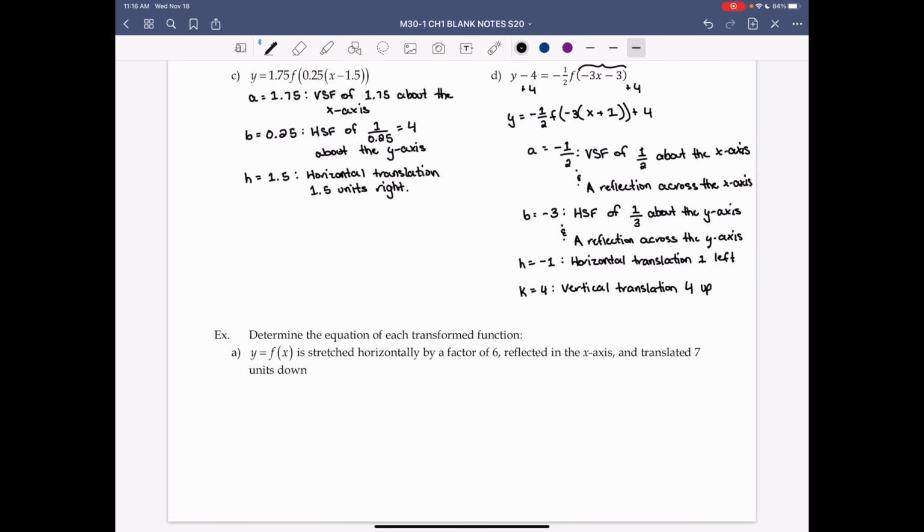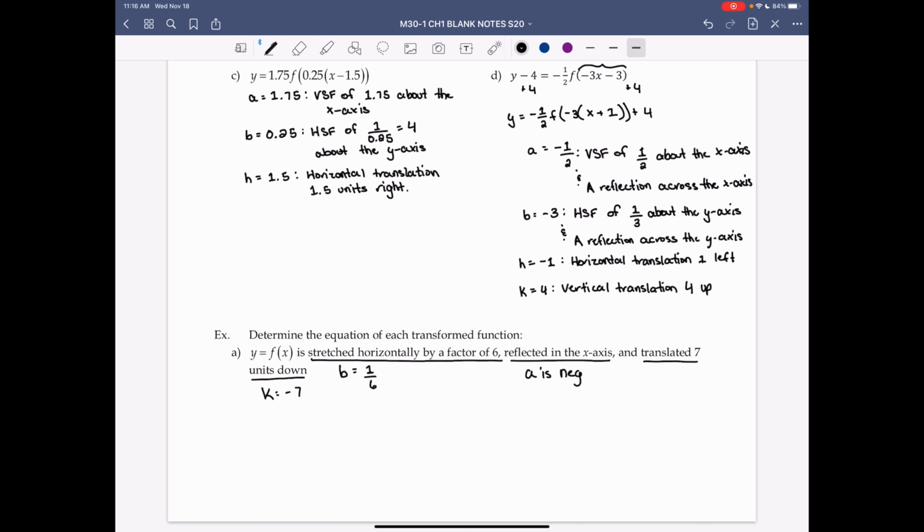Example, determine the equation of each transformed function. A, y equals f of x is stretched horizontally by a factor of 6. So that's the b value. If it's a horizontal stretch factor of 6, then b is the reciprocal of that, which would be 1 over 6. It's reflected in the x-axis. That tells us that a is negative. And it's translated 7 units down, so k is negative 7.